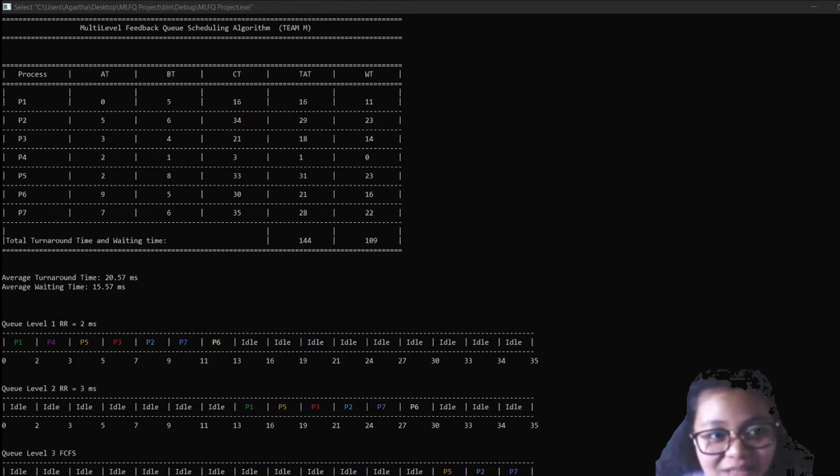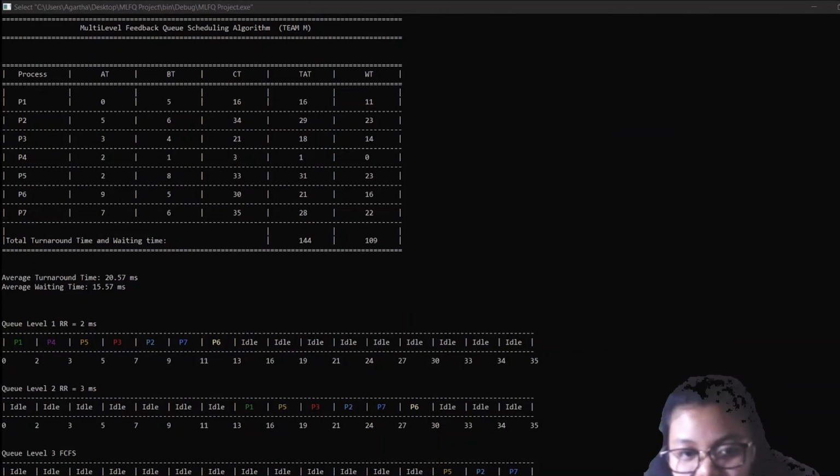For the completion time: P1 16, P2 34, P3 21, P4 3, P5 33, P6 30, and P7 35. So for the turnaround time: P1 has 16, P2 29, P3 18, P4 1, P5 31, P6 21, and P7 28, in total of 144.